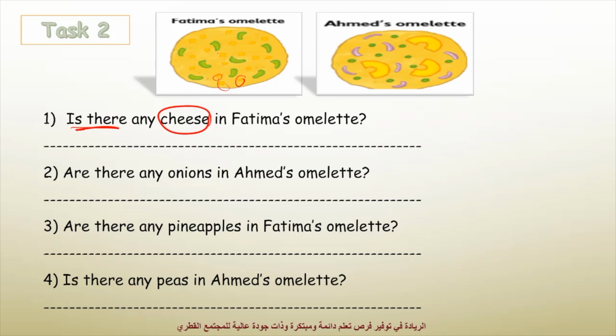With the cheese I use is there because it is an uncountable noun. I can see here some cheese in her omelette. So I will answer with yes, there is. Number 2. Are there any onions in Ahmed's omelette? I can see some onion here. So the answer will be yes, there are. Well done.